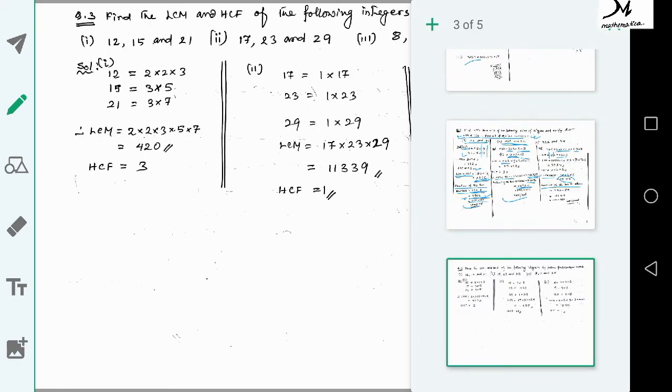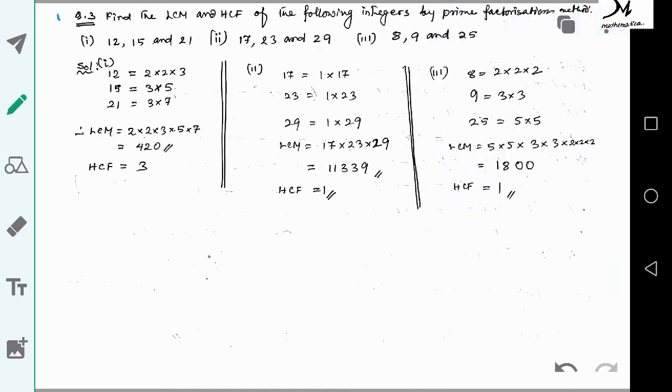This is similar to question number 2. Just factorize these three numbers and find the LCM and HCF. In the first one, 12 can be written as 2 into 2 into 3, 15 as 3 into 5, then 21 as 3 into 7.